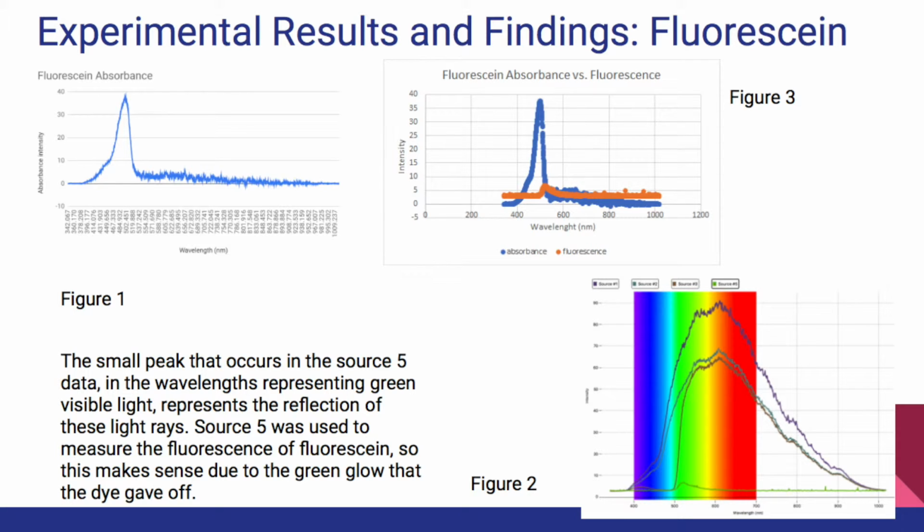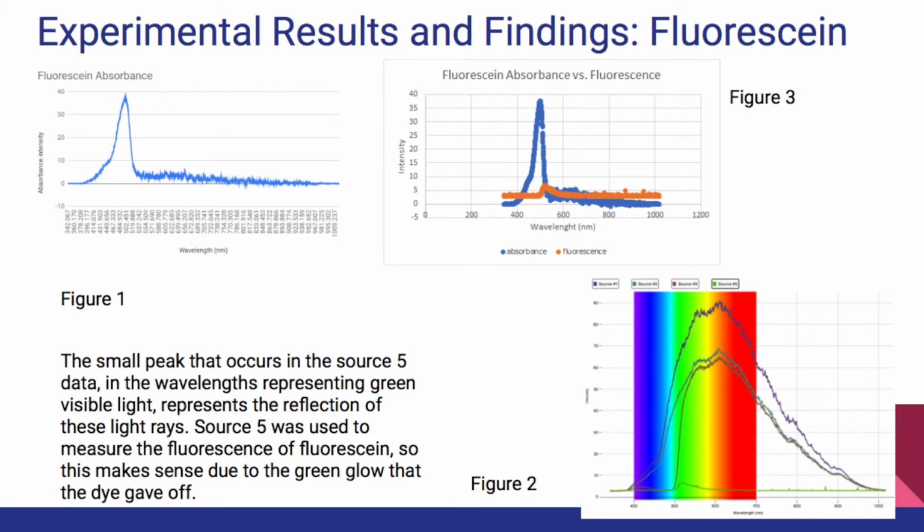These graphs pertain to the fluorescence dye. The absorbance of the dye is shown in figure 1. The fluorescence was taken by using the previously described procedure and is shown as source 5 on figure 2. Figure 3 compared the fluorescein absorbance, the blue line, and the fluorescence, orange line. While the intensity values are off compared to the given graph of the lab handout due to errors such as the external light source, the peaks still occur in the same location.